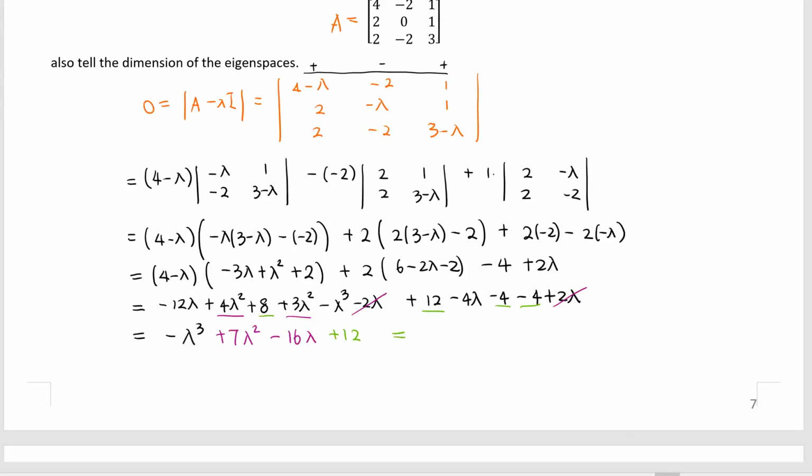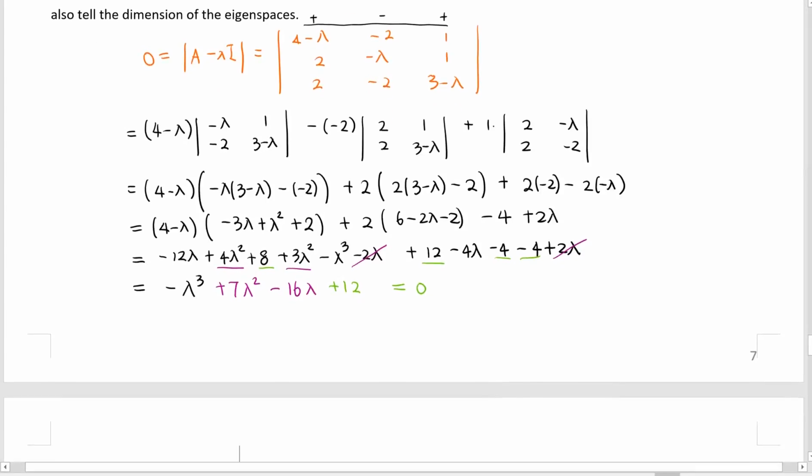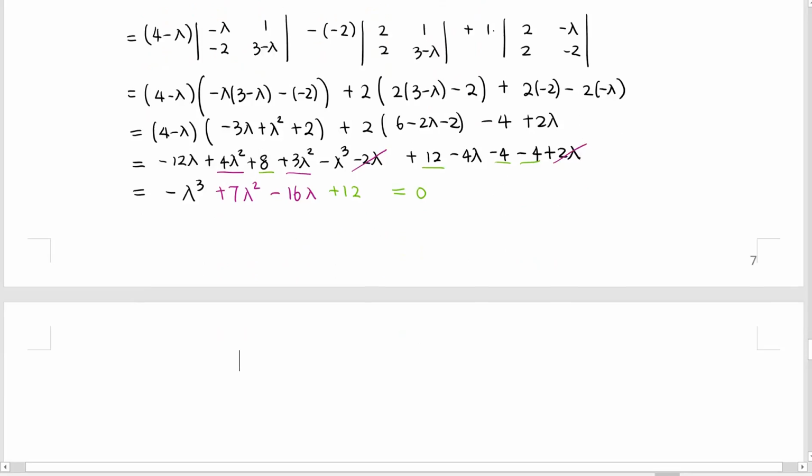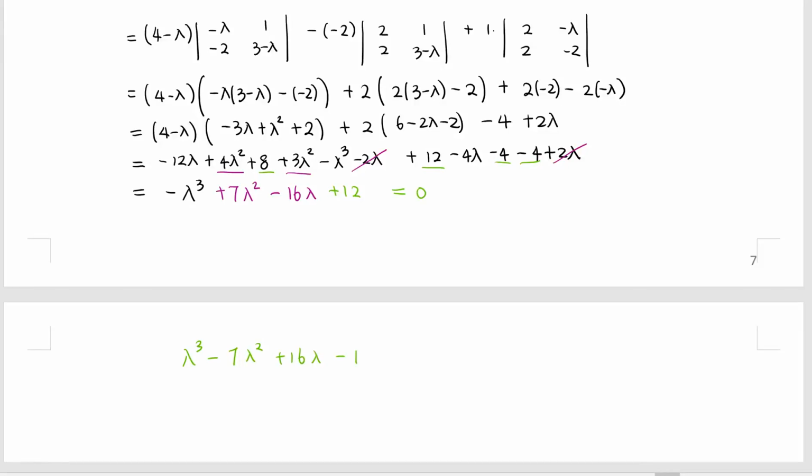And we want to set it equal to 0. That's the characteristic equation. So how do we solve? This is a degree 3 polynomial. So let's make the leading coefficient positive. Let's multiply by negative 1. Then we have lambda cubed minus 7 lambda squared plus 16 lambda minus 12 equals 0.